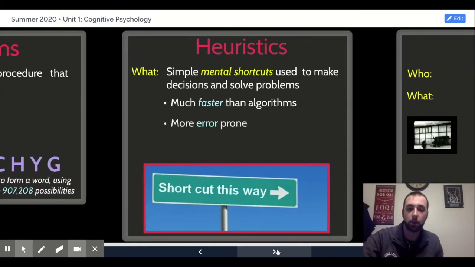Heuristics are mental shortcuts that we've developed based on our prior experience that are much, much faster than algorithms. However, they are quite a bit more error-prone because they do not guarantee a solution. They often yield a solution, but they're not absolutely guaranteed.